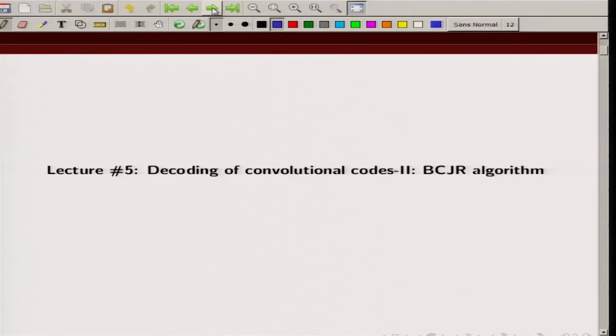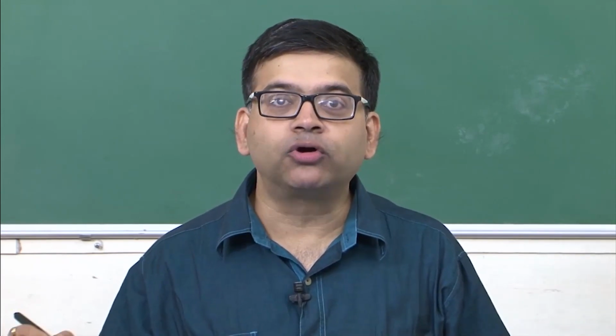Welcome to the course on error control coding and introduction to convolutional code. We are going to continue our discussion on decoding of convolutional codes. In the last class, we talked about Viterbi decoding, and if you recall, Viterbi decoding is an efficient algorithm to compute a path through the trellis of a convolutional code.